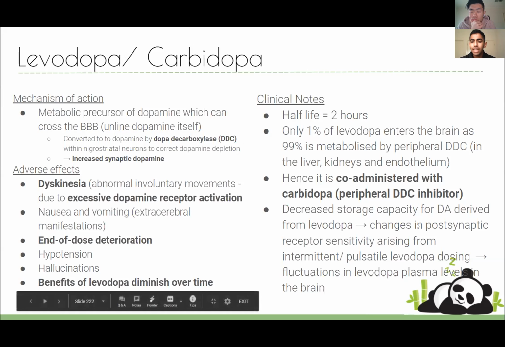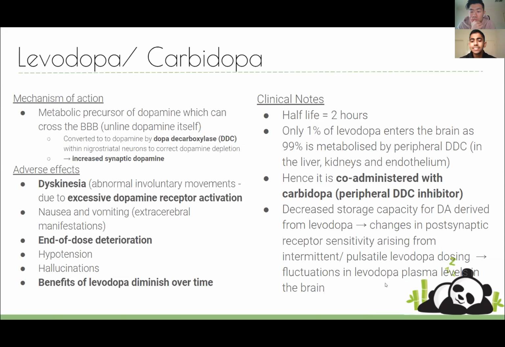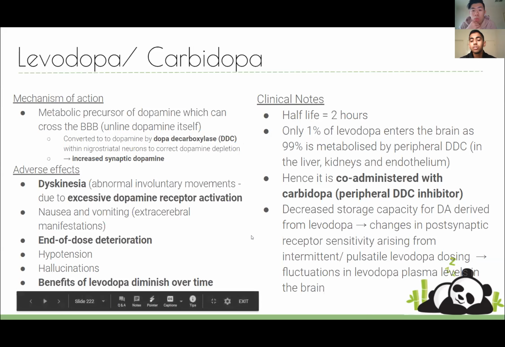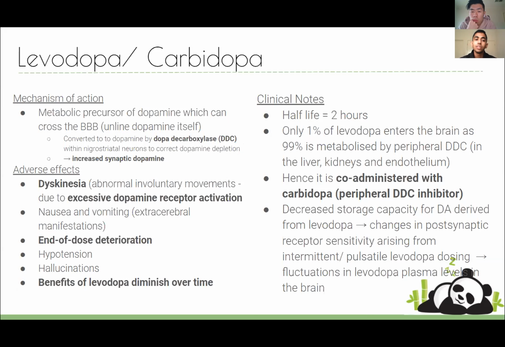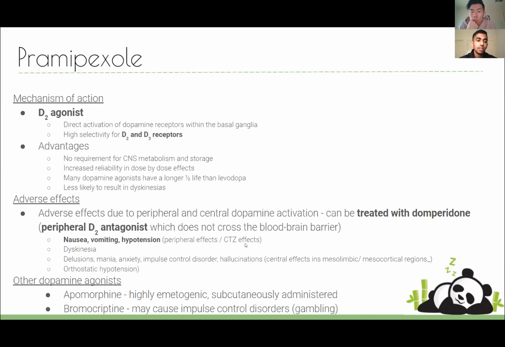This isn't really that important, but basically levodopa changes the receptor sensitivity because you're giving them pulsatile levodopa dosing, and so you can get real fluctuations in your dopamine levels. That means they can have times where they have no symptomatic remission at all, and times where they've got too much, so they're getting their dyskinesias and things like that.